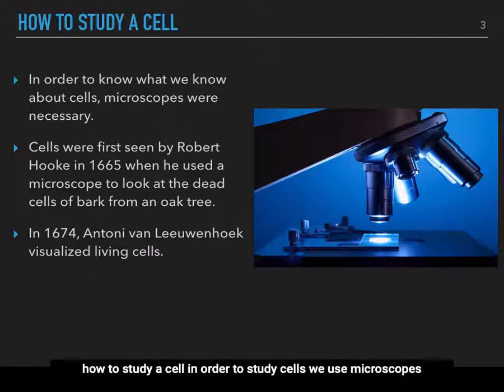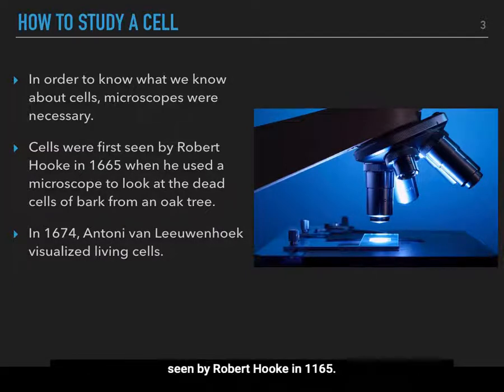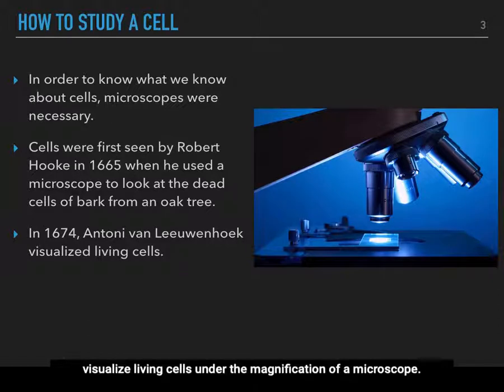In order to study cells, we use microscopes that magnify the structures of the cell. Cells were first seen by Robert Hooke in 1665. He used a microscope to magnify and examine the cells from the bark of an oak tree. And a few years later, Leeuwenhoek visualized living cells under the magnification of a microscope.